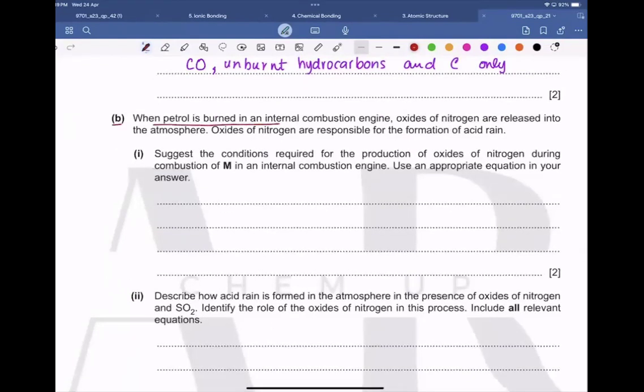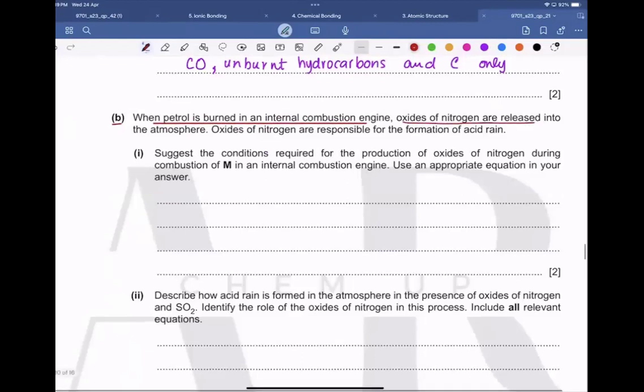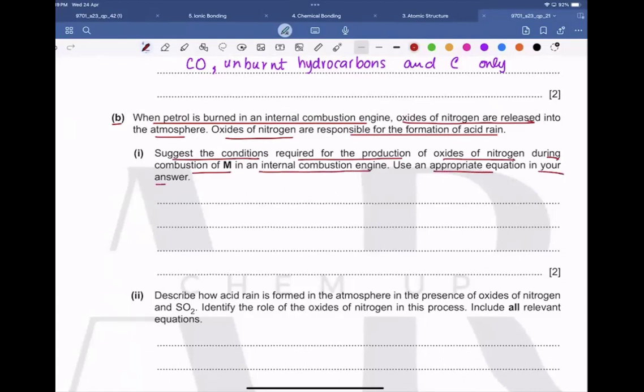Okay. Now B part. When petrol is burned in an internal combustion engine, oxides of nitrogen are released into the atmosphere. Oxides of nitrogen are responsible for the formation of acid rain. Okay, so that is from the nitrogen and sulfur chapter. Suggest the conditions required for the production of the oxides of nitrogen during the combustion of M in an internal combustion engine. Use an appropriate equation to show your answer.